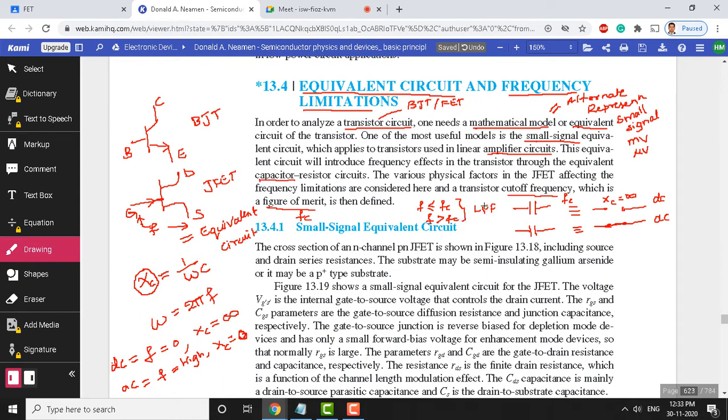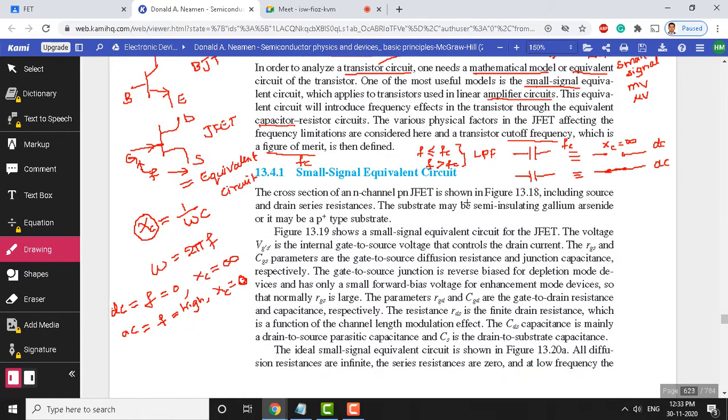Every device will be either a low pass filter or a high pass filter, or band pass and band elimination also. So that aspect we will see here. Now let us see the small signal equivalent circuit. Remember that what we are discussing here is the small signal equivalent circuit. We have already defined what we mean by small signal equivalent circuit. We are not studying the large signal equivalent circuit here; that you will study in a higher semester.